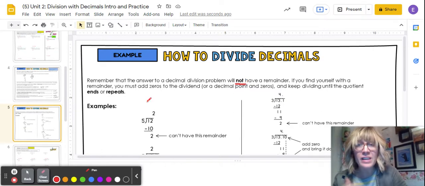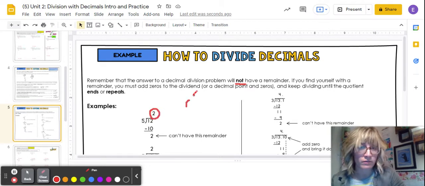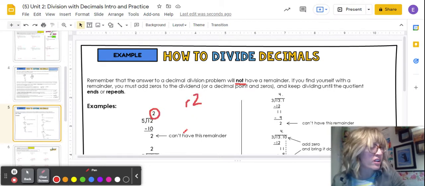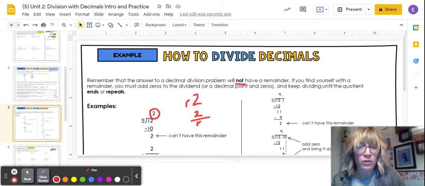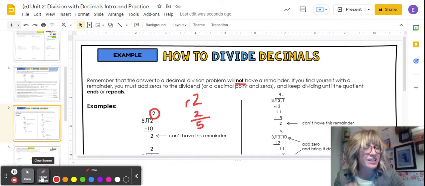What that means is as you're dividing, you don't want there to be this R2, if you will, this remainder 2, or if you know how to turn it into a fraction, a remainder of 2 out of your divisor of 5. We don't want any of that. We want to stick to the land of decimals.